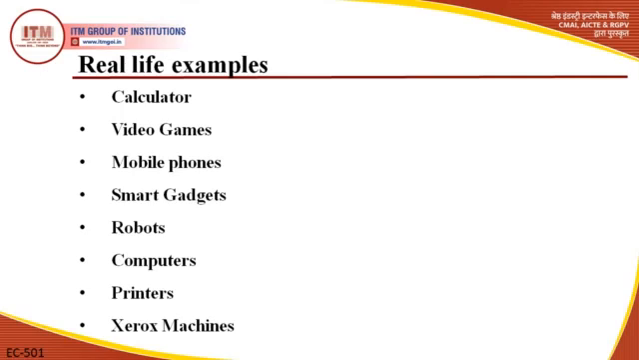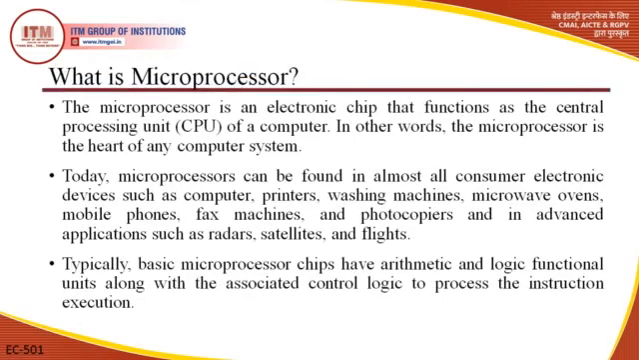And also you are familiar with Xerox machine. So Xerox machine consists of one scanner part and one printing part. So Xerox machine is basically a combination of scanner and printer. So all of these devices consist of processors and are driven by the processor and programming efficiently. So let's focus on the topic.